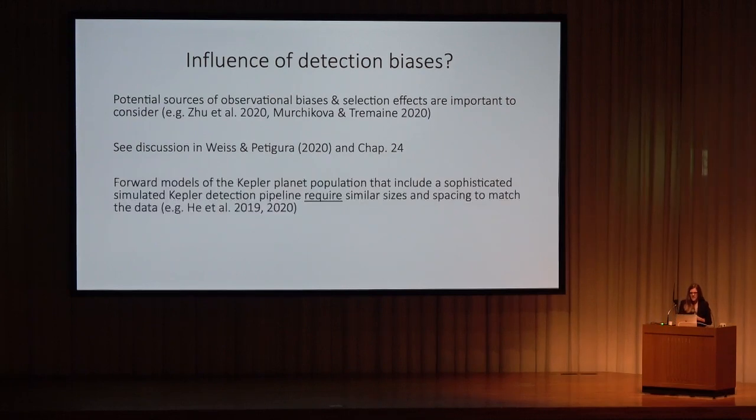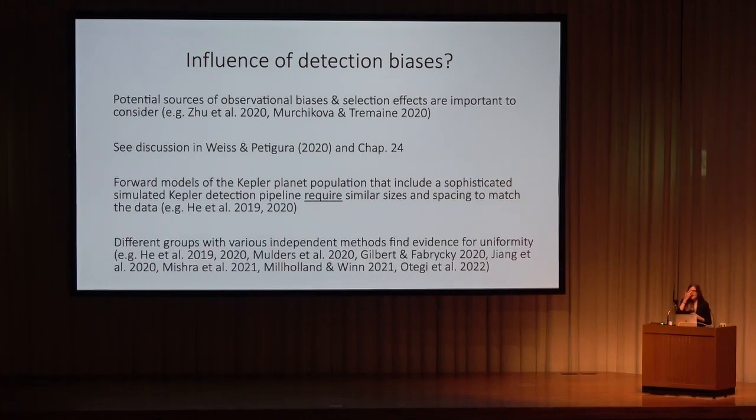But to me, I think one of the strongest pieces of evidence that this is not the effect of detection bias is that there are now these incredibly advanced forward models of the Kepler planet population, which include very sophisticated simulations of the Kepler detection pipeline. And these results show that the models require similar sizes and spacing in order to match the Kepler data. Moreover, different groups with various independent methods and different data sets find evidence for this uniformity.